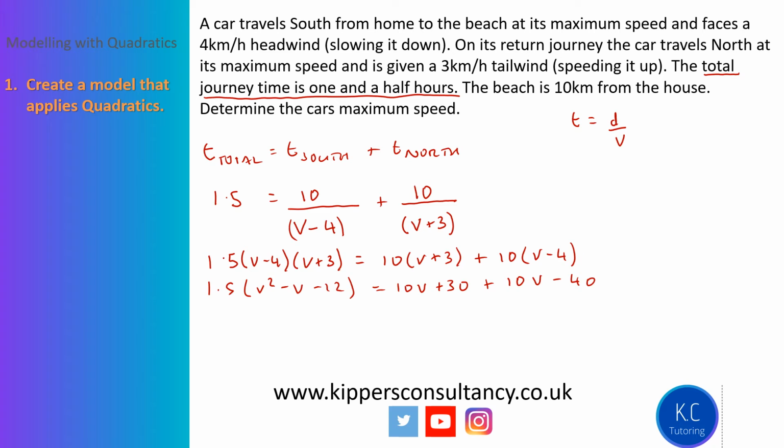Next, we just need to get rid of that final bracket on the left-hand side, and I'm also going to simplify as well. This will give me 1.5 v squared minus 1.5 v minus 18 equals 20 v minus 10.